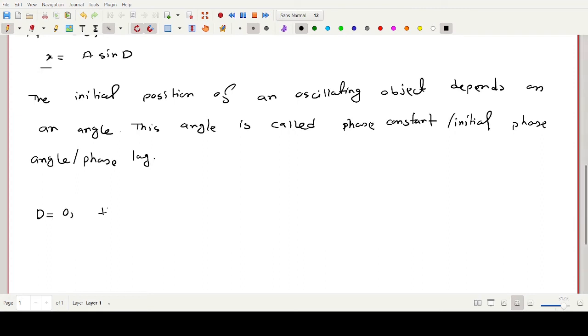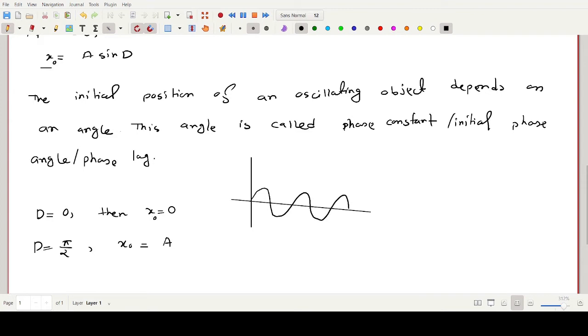Now look, when this d equals 0, then x equals 0. The initial position should be denoted by x naught. If d equals pi by 2, x naught equals A. So for the first case the oscillation will start from 0 and will be like this, and for the second case the oscillation will start from here and will be like this.